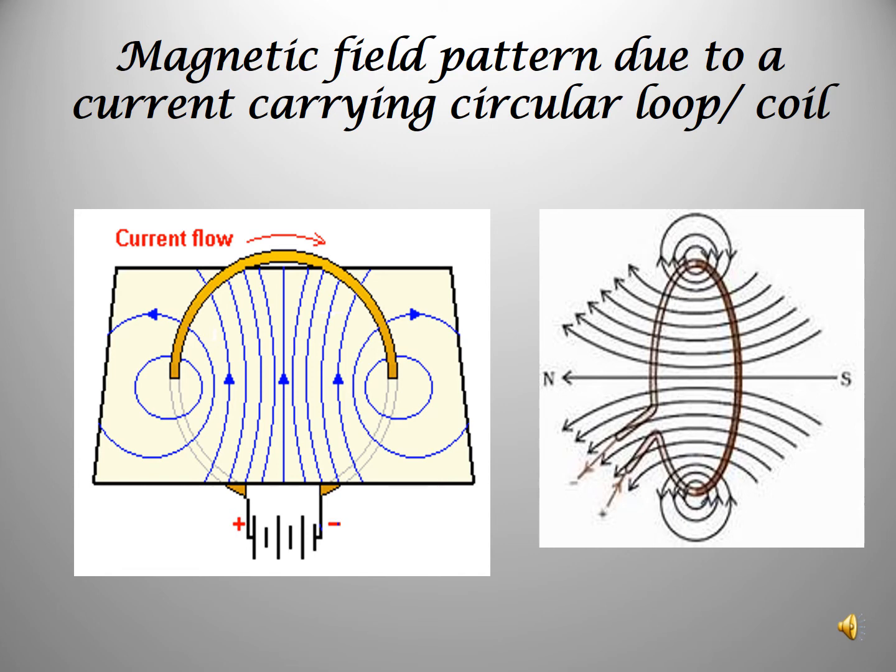Now the same current is coming to the other part of the coil, it is coming down. Put your right hand thumb, now it is showing downwards, and the other fingers will curl in the clockwise direction. So now the concentric circles will align themselves in the clockwise direction.